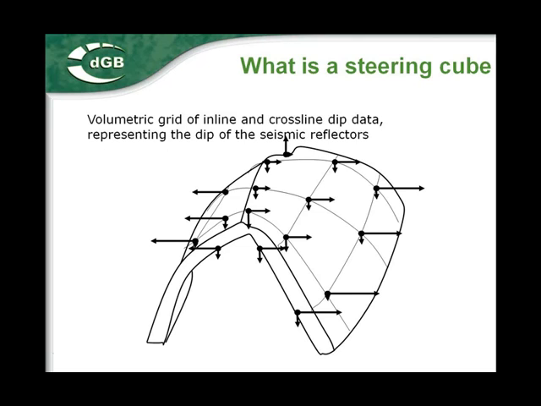So this is, and I apologize for my drawing capabilities here, but this is the best representation of a steering cube as I could come up with. You have reflectors in the seismic data, and at every inline and crossline grid point, and every time sample, you have two components, an inline and a crossline dip that represents the dip of that particular reflector.